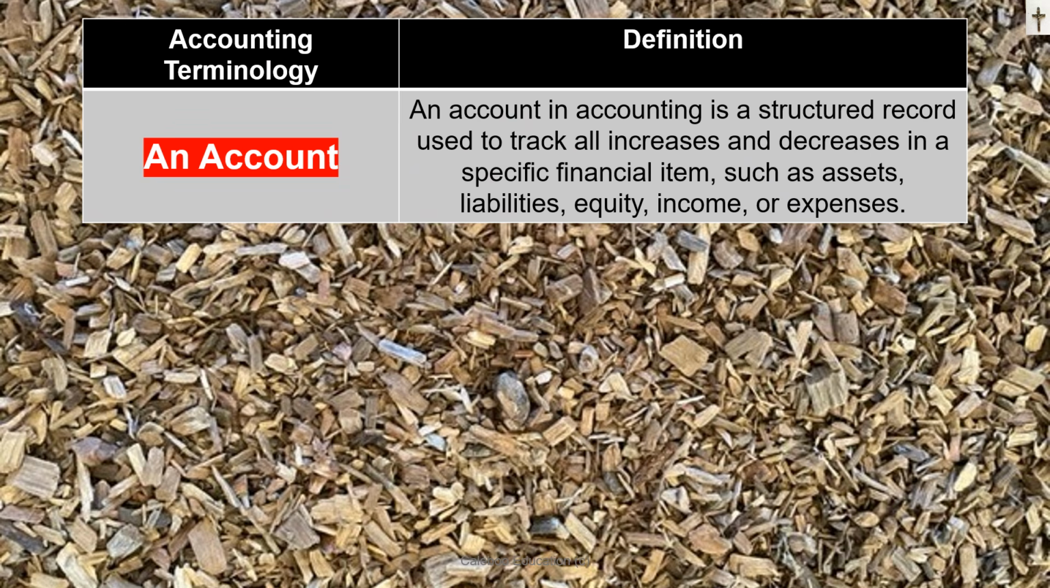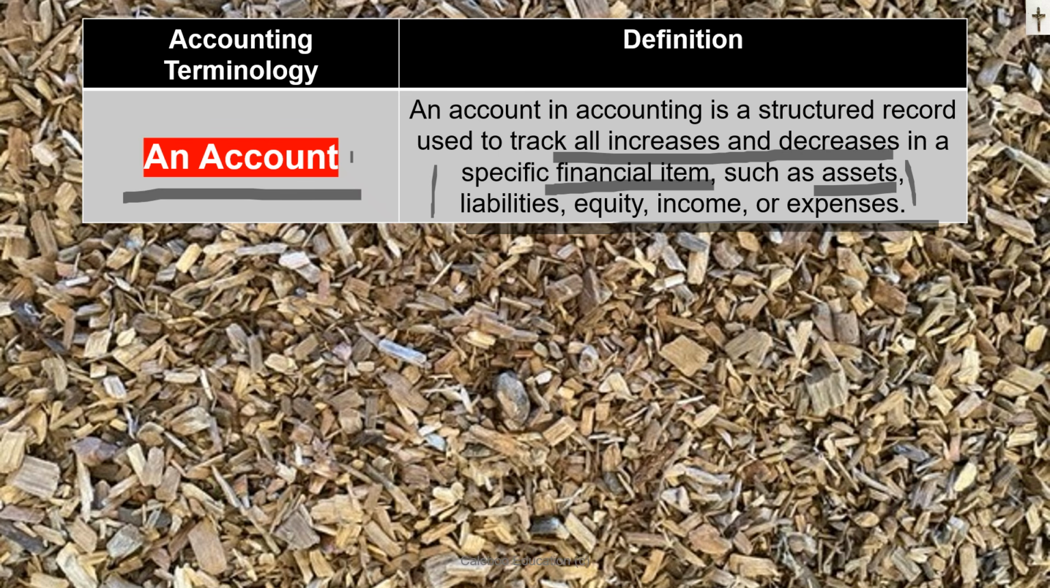I'm going to go through a few accounting concepts or terminology. What is an account? Right, an account in accounting is a structured record used to track all increases and decreases in a specific financial item, such as assets, liabilities, equity, income, or expenses. We will learn all about those different classifications of accounts: assets, liabilities, equity, income, expenses.